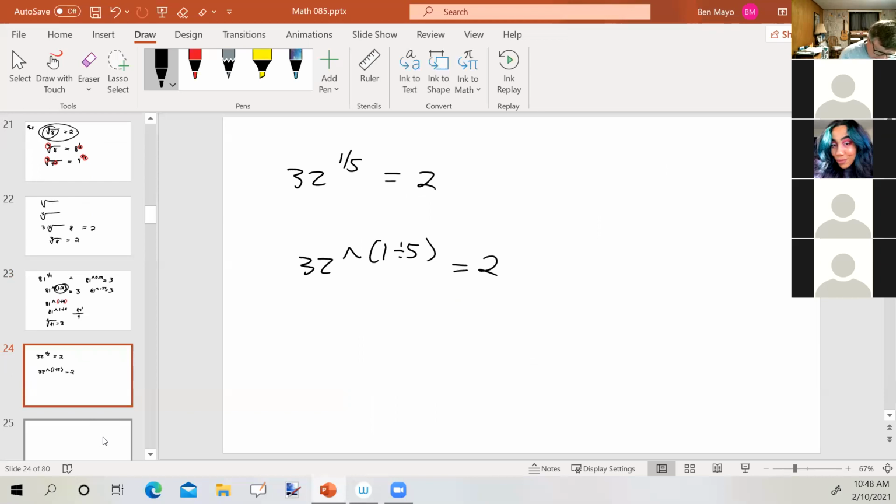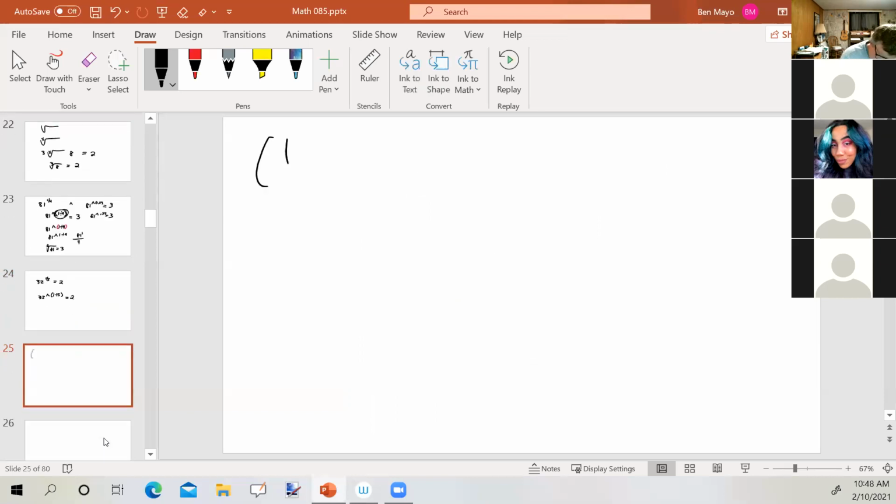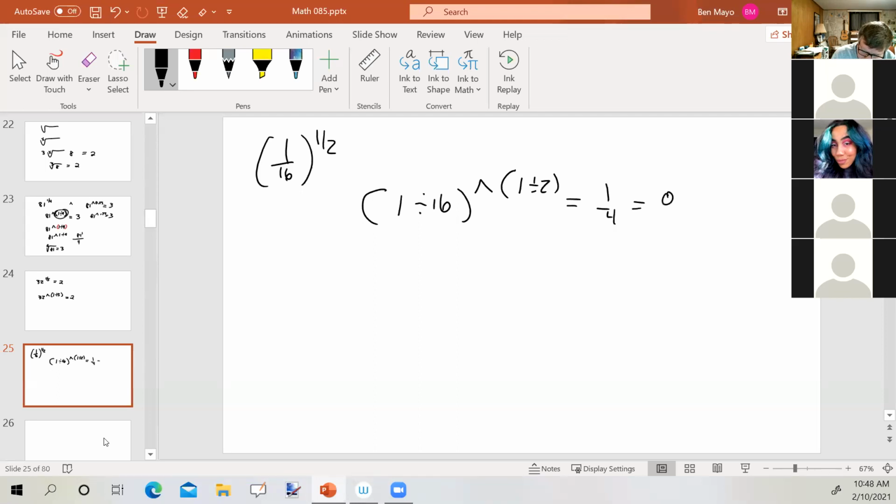All right, how about this one? 1/16 to the 1/2 power. So on your calculator, parentheses, 1 divided by 16, close it up. Little caret power key there. 1 divided by 2, close it up. The square root of 16 is 4, so the square root of 1/16 would be 1/4, or 0.25.